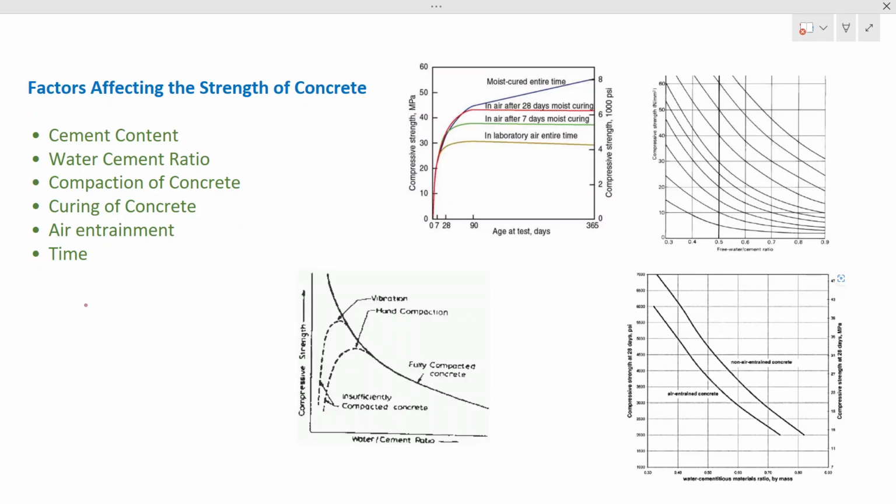One of the most important things is the cement content. When you have a higher cement content, we have a higher strength, because as I explained previously, when you have more reactions in the concrete, it develops more strength. Lesser the cement content, lesser the strength. Right. Next, let's discuss the water cement ratio.